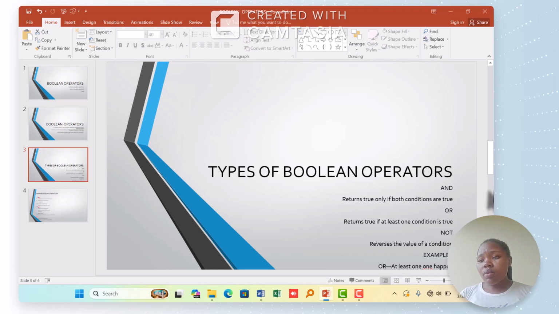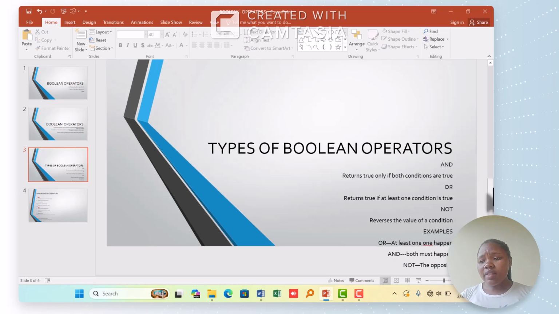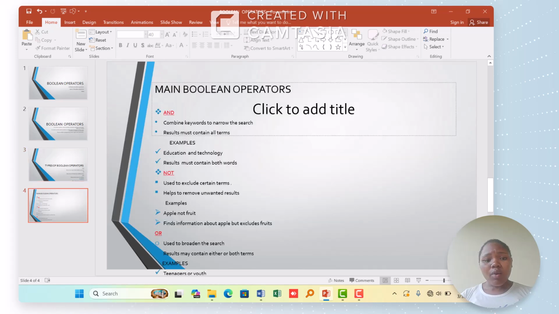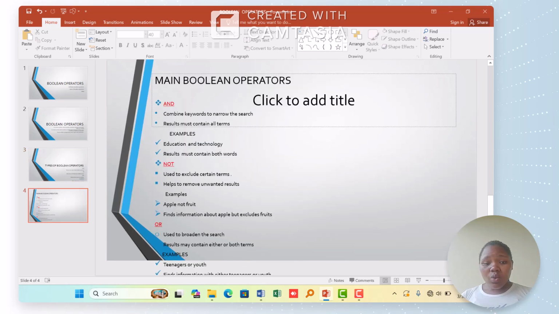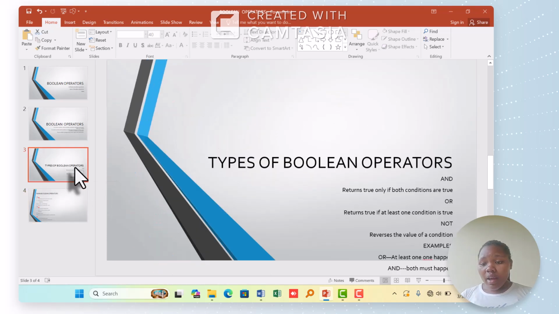then we are going to use the not. So we also have examples of these Boolean operators. The first example is for or, and we see that or means at least one happens. Yes, it tells us that one side is happening and the other is not. That's the work of or in these operators.